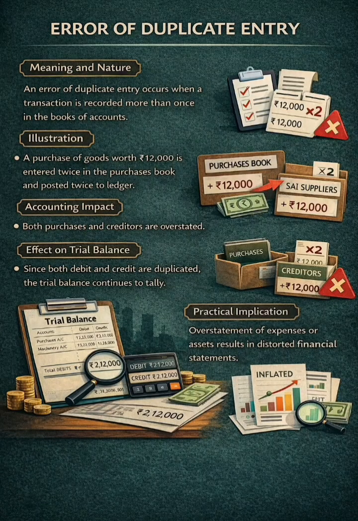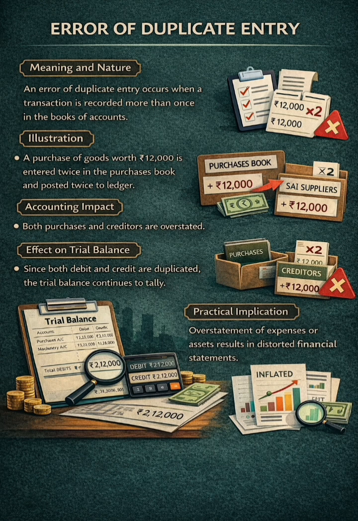Error of duplicate entry. Meaning and nature. An error of duplicate entry occurs when a transaction is recorded more than once in the books of accounts. Illustration. A purchase of goods worth 12,000 rupees is entered twice in the purchases book and posted twice to ledger.